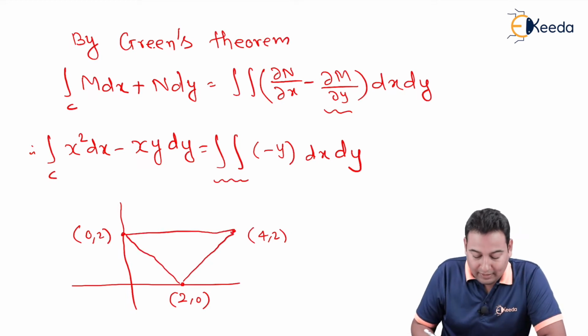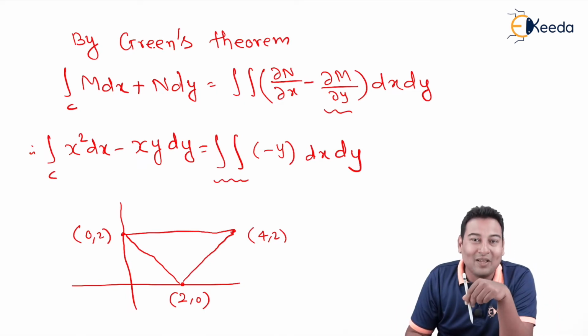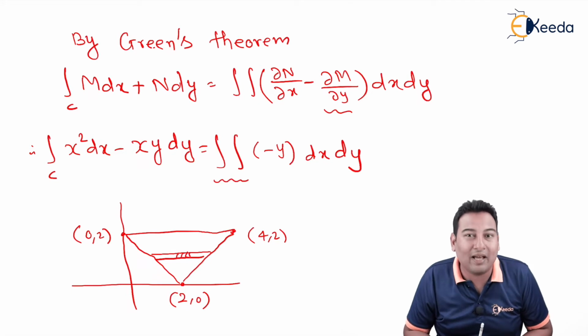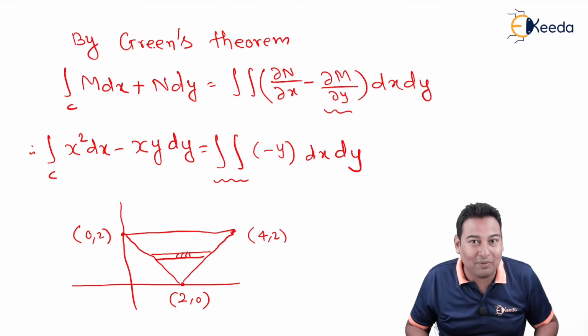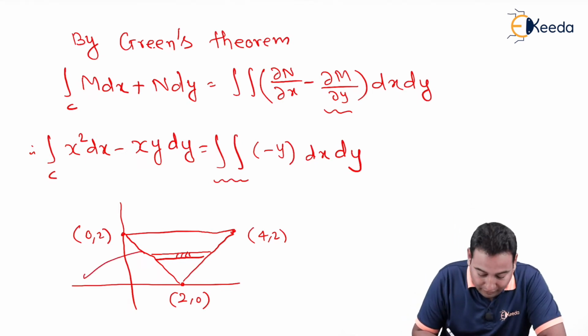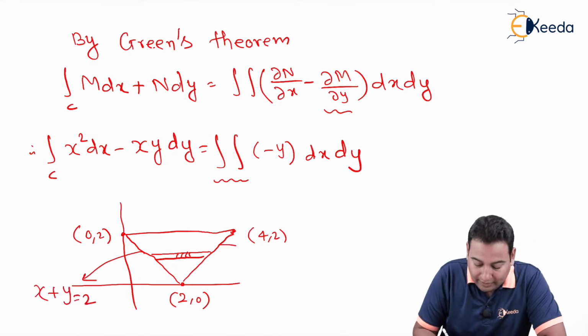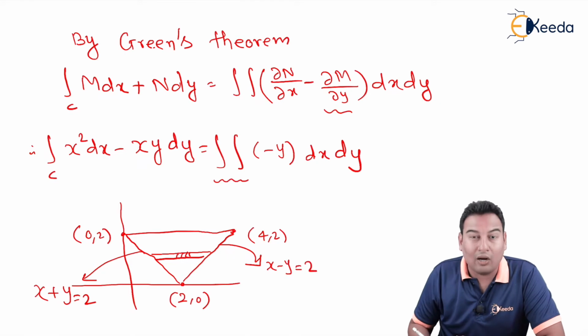First of all, I have two options, either to take the strip parallel to the x-axis or parallel to the y-axis. We have discussed this. We need to take the strip parallel to the x-axis, because if you take the strip parallel to the y-axis, the region will be divided into two parts. That we have discussed in video number 1. The equation of this line is x plus y equal to 2, and the equation of this line is x minus y equal to 2. If you don't know how it has come, please go back, watch video number 1 and come back.